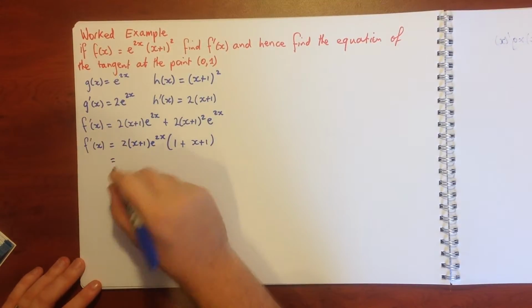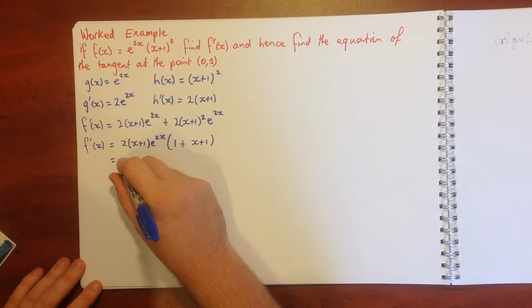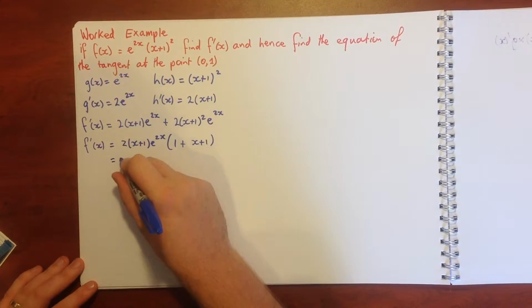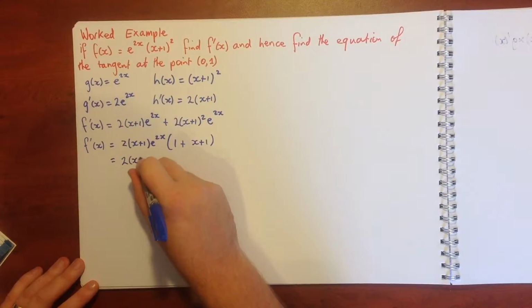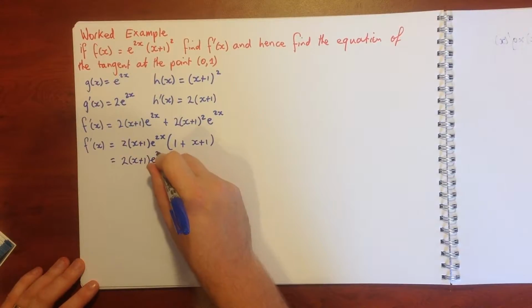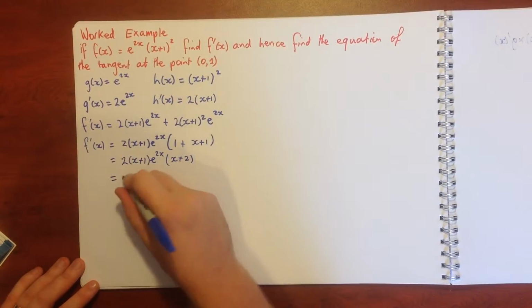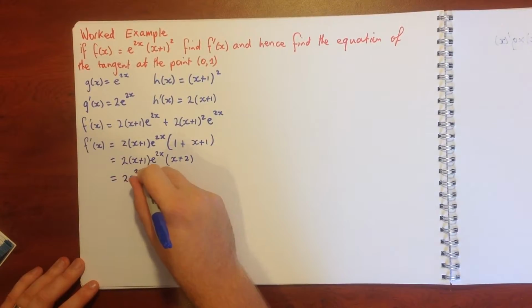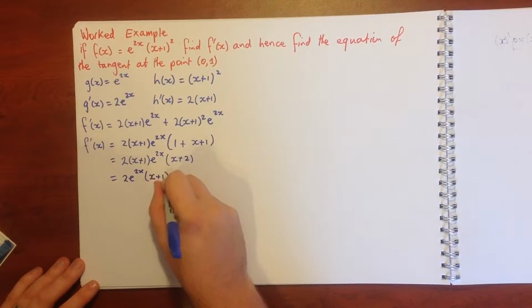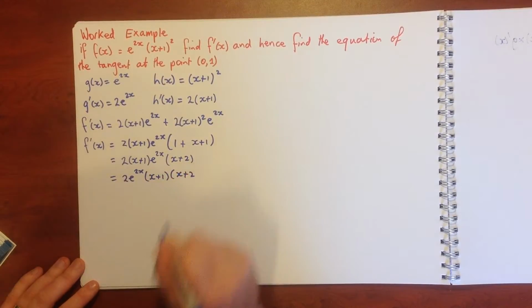Okay, which would mean we'd have 2x plus 1 e to the 2x times x plus 2, and we can probably make that look a little neater and say we've got 2 e to the 2x times x plus 1 times x plus 2.